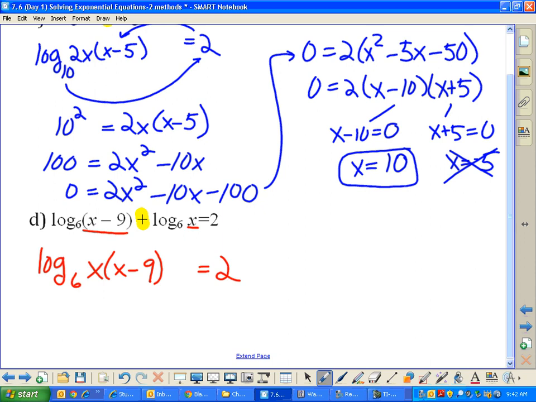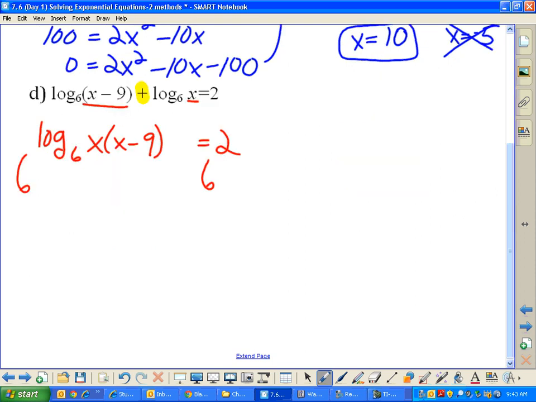After I write as a single log, I always eliminate the log. And just to show you a variety of techniques, you could do the log cycle or you could exponentiate. Just because I have this space, I'll exponentiate. Log base 6 and a base of 6 undo each other. So on the left side, I can bring down my x times x minus 9. And then this is equal to 6 squared, which evaluates to 36.